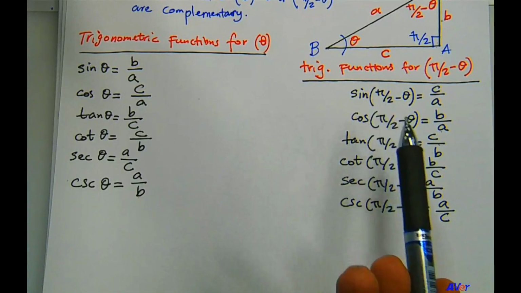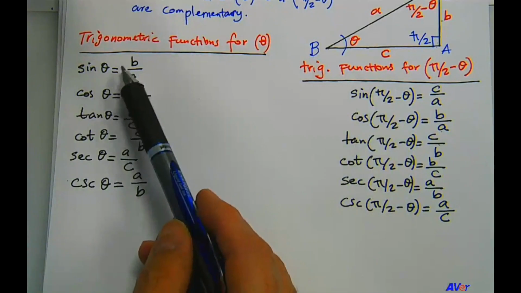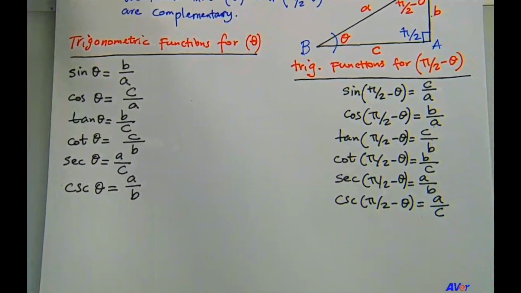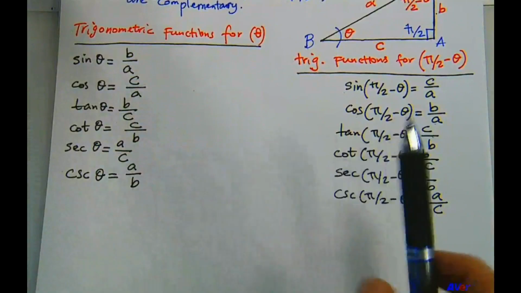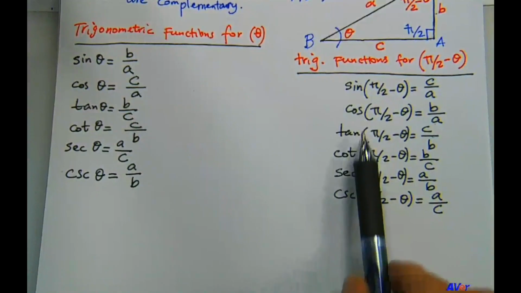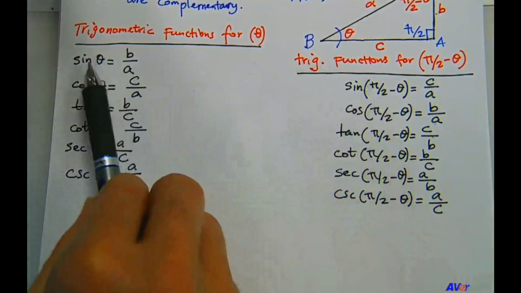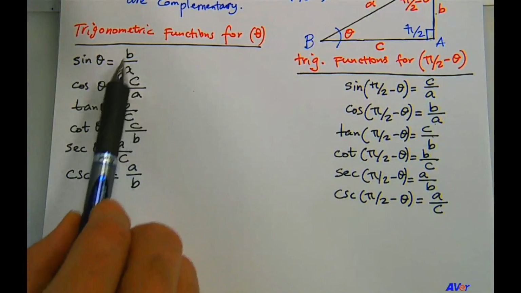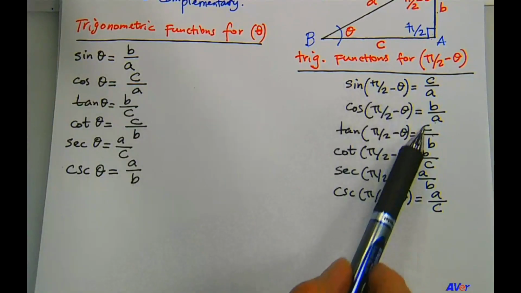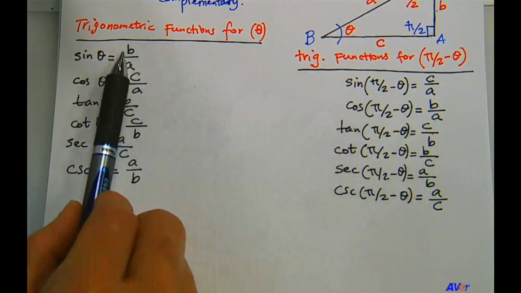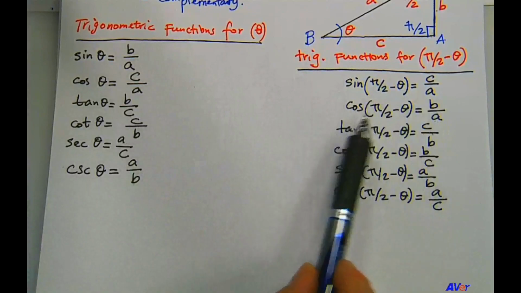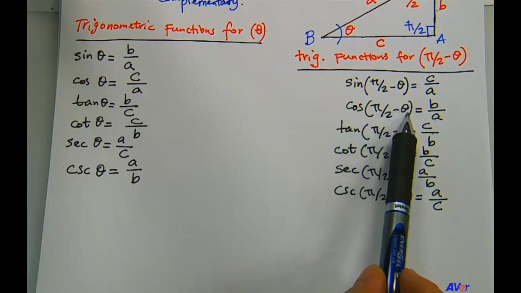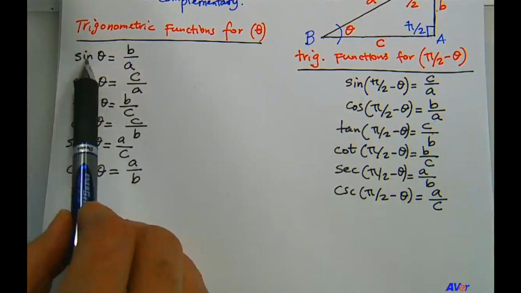Okay, so now compare the trigonometric values of these functions of theta with the trigonometric function values for the complement of theta. What do we have? Let's see. We have b over a. Do we have b over a? Right there. So b over a, b over a. What does that mean? It means cosine of pi over 2 minus theta is equal to sine of theta.